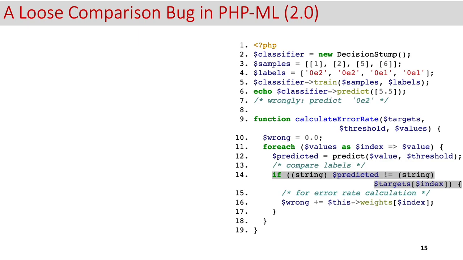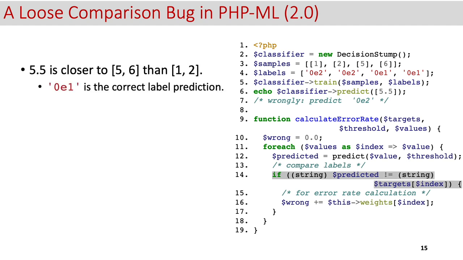Now we show a case study about the loss comparison bug in PHPML, which is a machine learning library with a lot of built-in classifiers. We use PHPML to create the decision stump classifier with a simple dataset of 4 samples, in particular 4 data values 1, 2, 5, and 6 with the corresponding labels 0e2 and 0e1. After the training, we test the testing data of 5.5, which is in the middle of 5 and 6. So intuitively, the 5.5 shall be predicted with the second label as it's closer to 5 or 6 instead of 1 or 2. However, we find that a loss comparison bug can cause it to predict wrongly to the first label. This violates the correctness of the machine learning module from the programming language perspective.